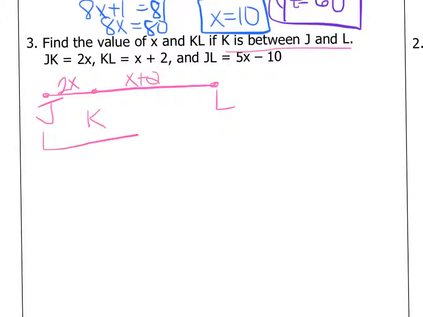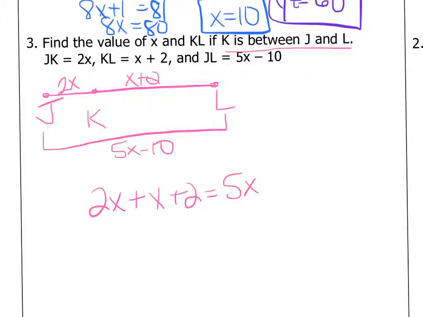Now this time, this is a little different. The length of the whole segment, JL, we're also given an expression for that as well. Okay. Anna, what can we do from here using those expressions? Very good. So she said the first part plus the second part has to equal the whole thing. Very good.